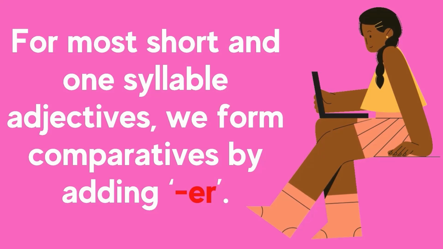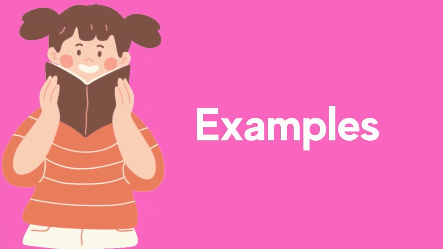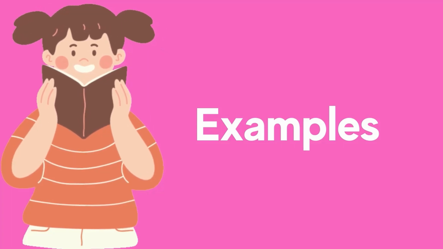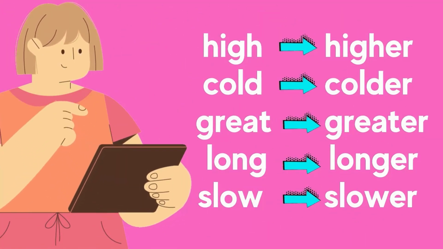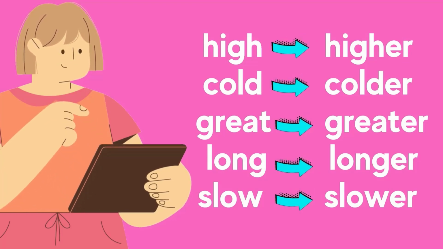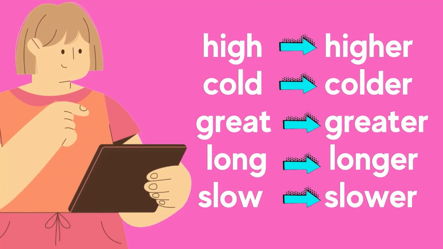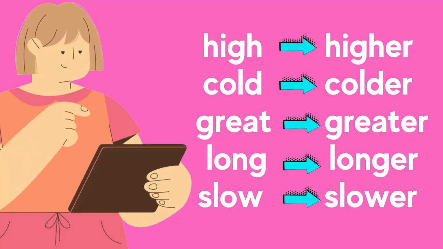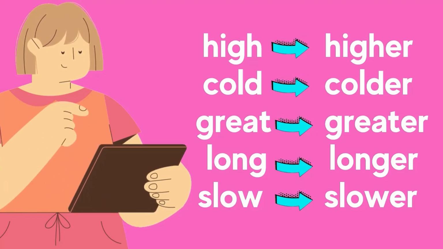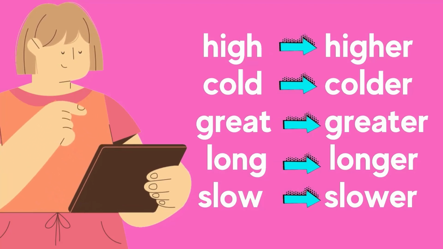For most short and one-syllable adjectives, we form comparatives by adding er. Let us go through a few examples. High, higher, cold, colder, great, greater, long, longer, slow, slower. As you can see, we just add er to these short and one-syllable adjectives.